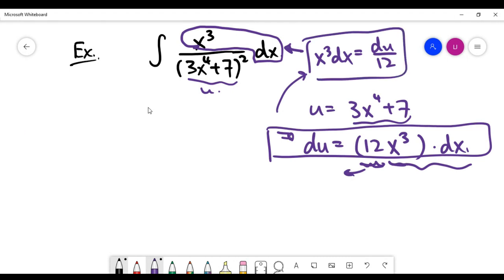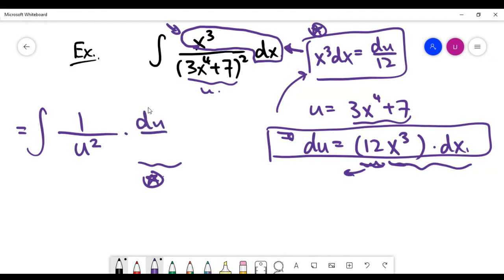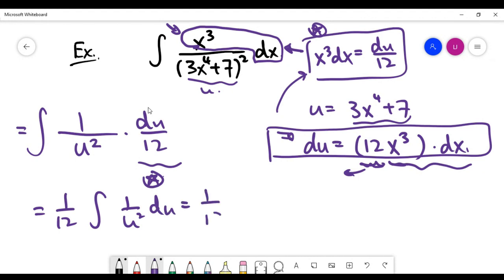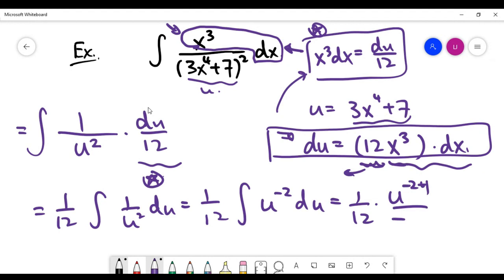Now, after this substitution part, let's write everything in u. The bottom is u squared, right? And how about the top? The remaining term at the top, as I said, by the purple star, is going to be du over 12. And once again, the 1 over 12 as a constant, I can pull it out. And I trust that you are able to do this calculation because the function inside is going to be u to the power minus 2. And we can apply the power rule to resolve this problem.